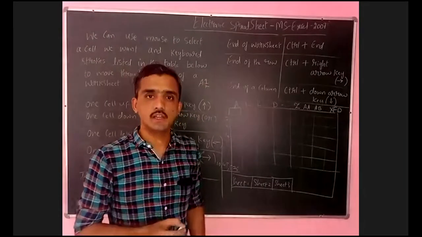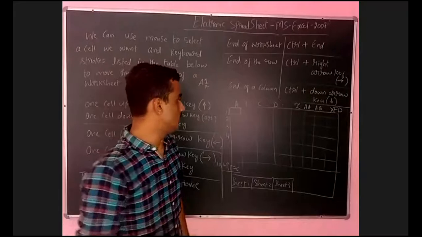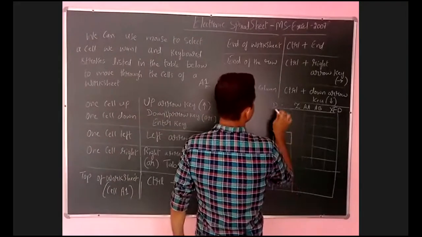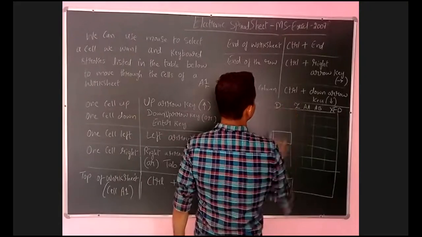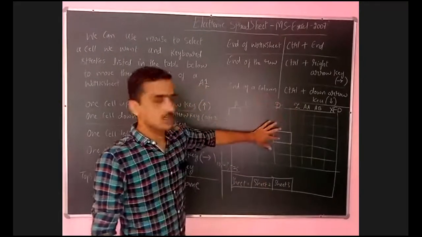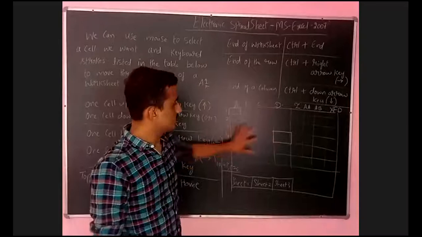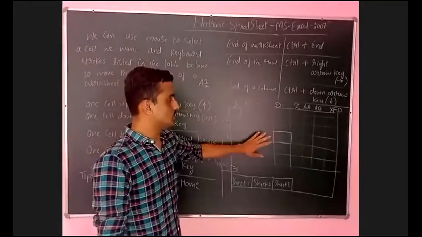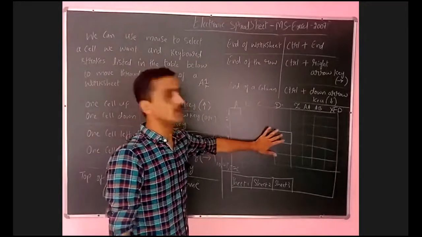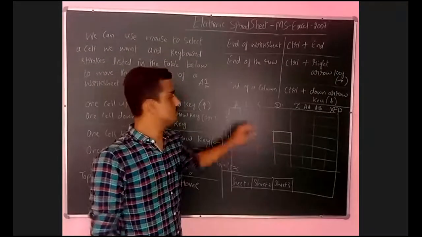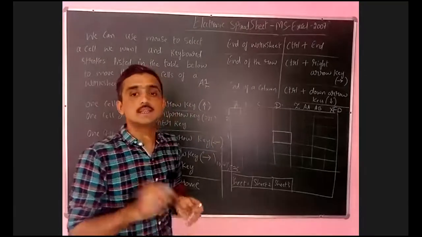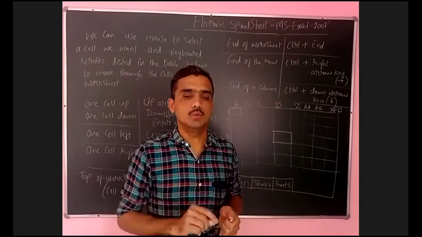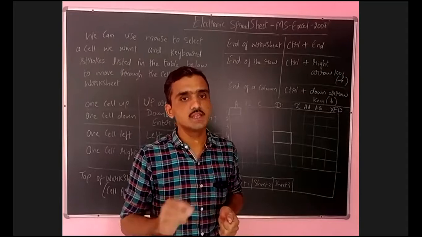Consider any row and column, for example randomly this one. If it is D, D is the column and 4 is the row. Actually, we should not write this in the cell itself directly. These things are called a cell address. A cell address is the column name plus the row number.